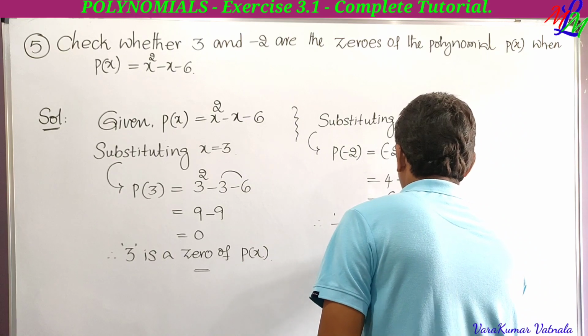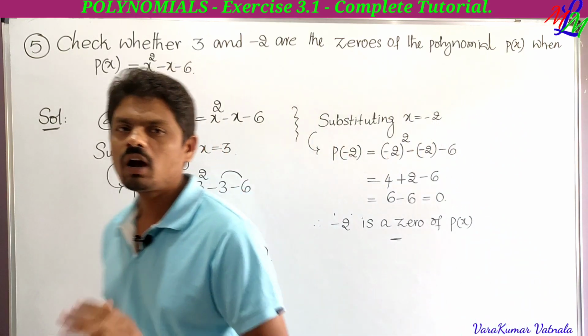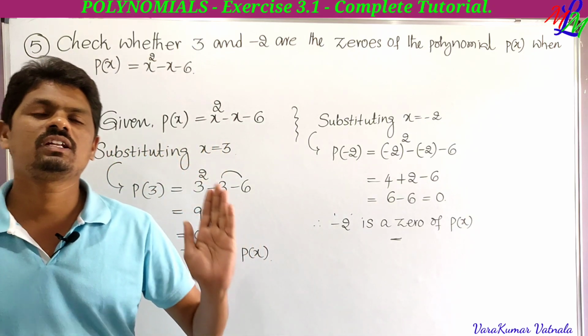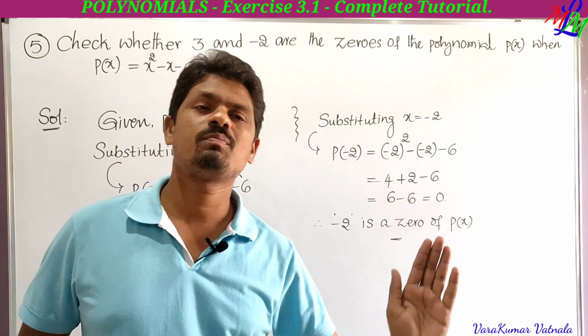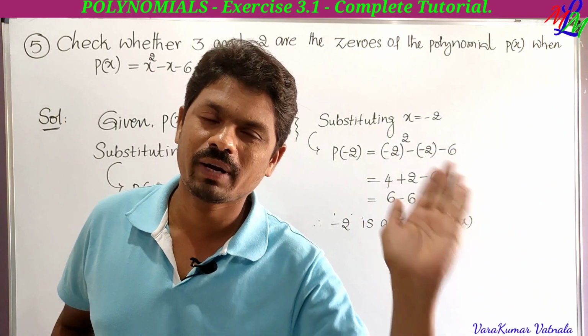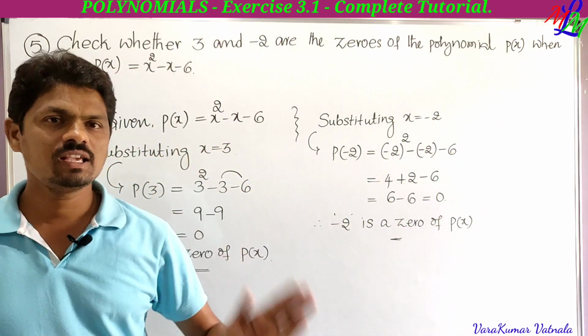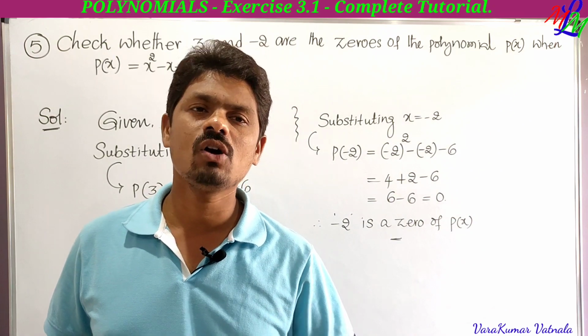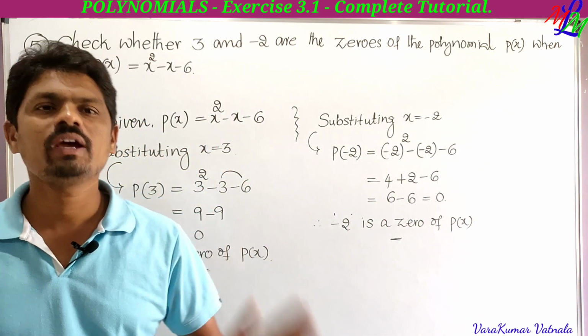So therefore 3 and minus 2 both are the zeros of p of x. He is asking us to find whether 3 and minus 2 are the zeros of p of x is equal to x square minus x minus 6. Yes, here 3 and minus 2 are the zeros of p of x is equal to x square minus x minus 6.